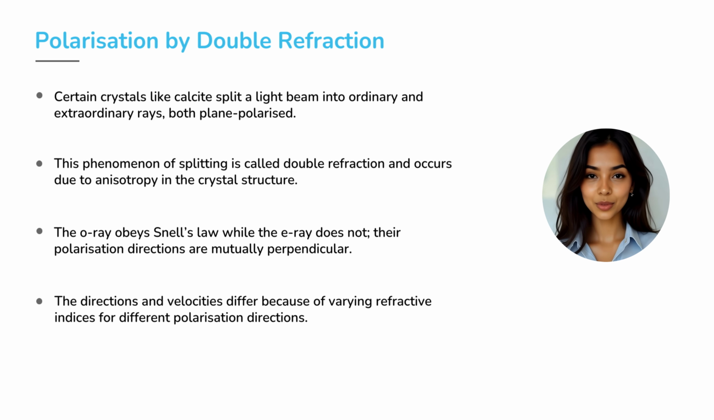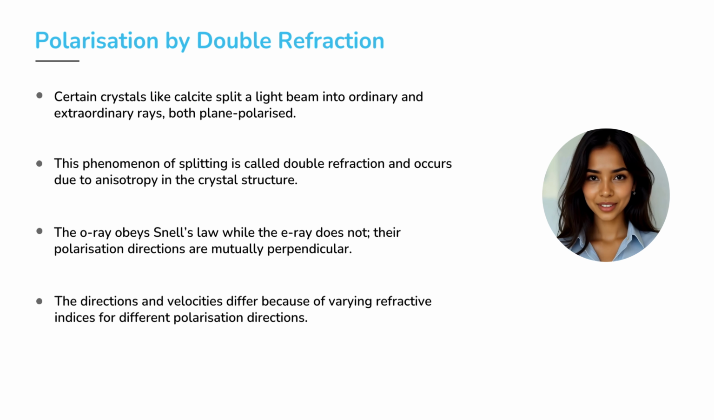Now, let's explore a magical crystal trick called double refraction, famously performed by calcite crystals. Imagine shining a flashlight through a special crystal and suddenly seeing not one but two beams of light coming out, each with its own unique vibration direction.